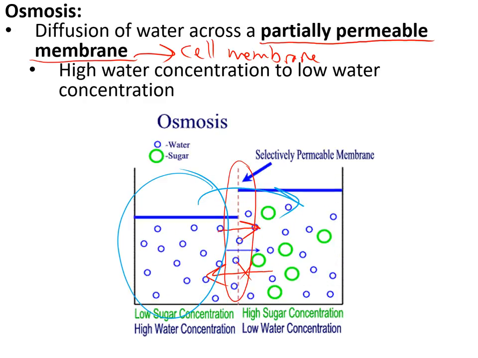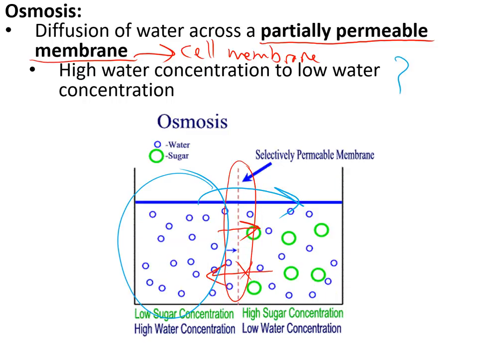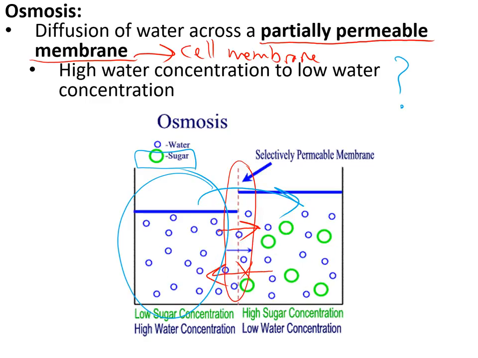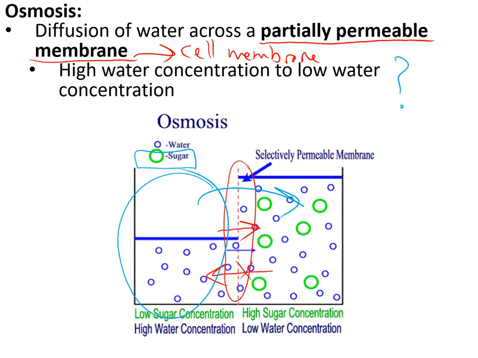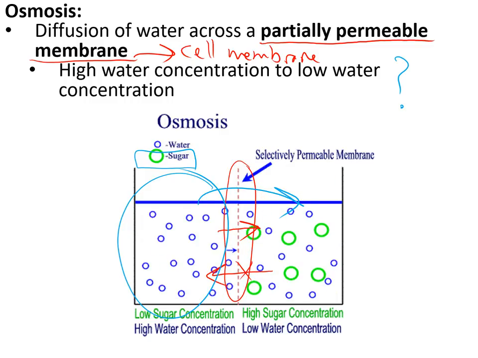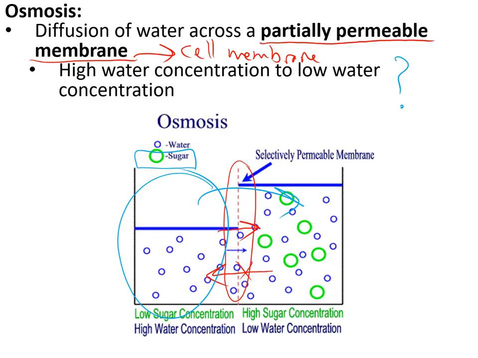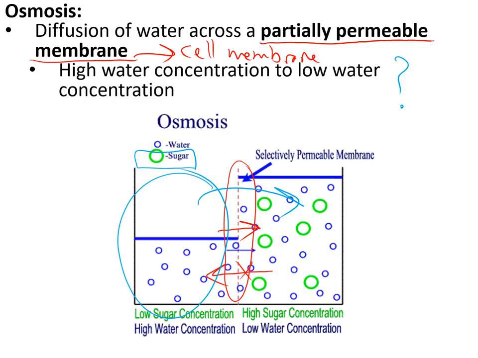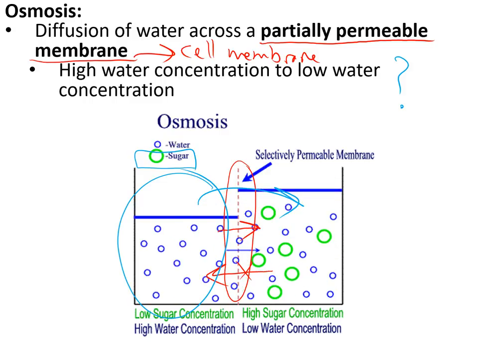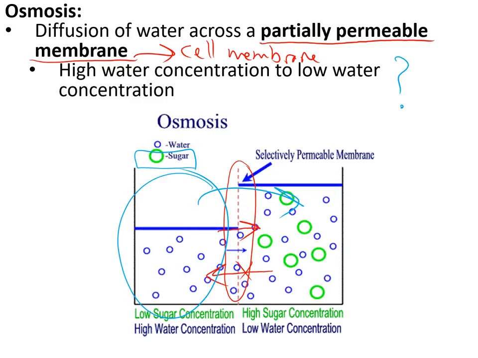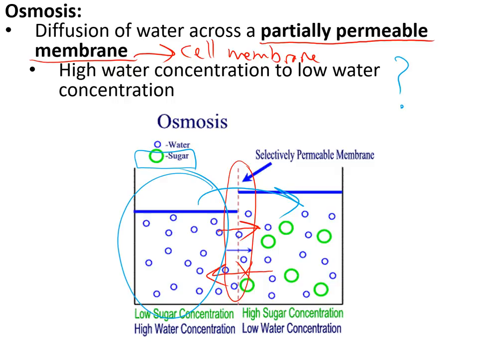How do you know the concentration of water? Well, you've got to think about the amount of solute that is dissolved in it. The more solute, so sugar or salt or something, that is dissolved in the water, the lower the water concentration is because there's a load of sugar and other stuff taking up the space. So water moves from where there is a small amount of solute to where there is a large amount of solute, because that is going from where there's a large amount of water to where there is a small amount of water.